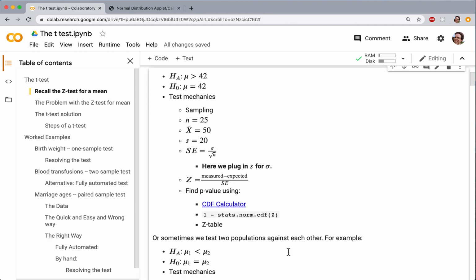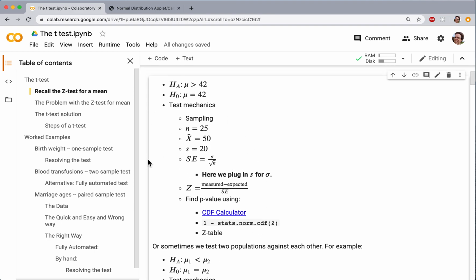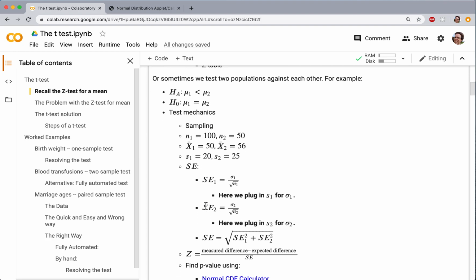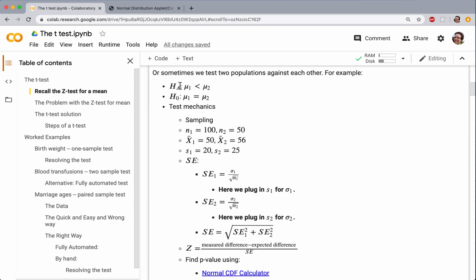All of this is how we perform a z-test, and much of it is the same as the way we calculate a t-test. I want to remind you how this would look if we're testing two populations against each other. We might have an alternative hypothesis that says one mean is less than another mean, or if we wanted a two-sided version of the same thing, we would simply state inequality between these without stating specifically which direction it goes. And then, of course, we'll have a null hypothesis that states equality between two population means.